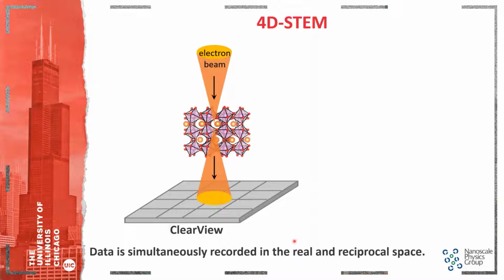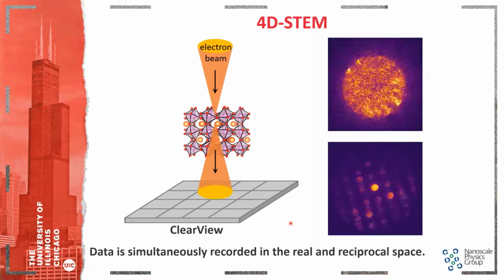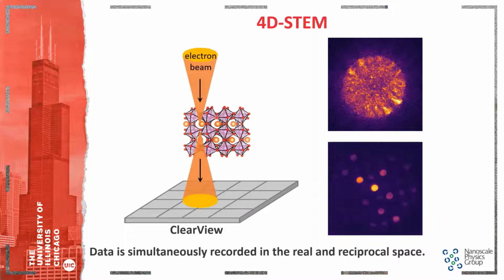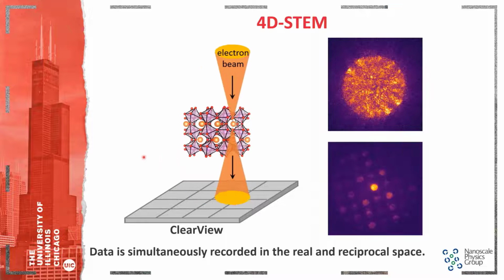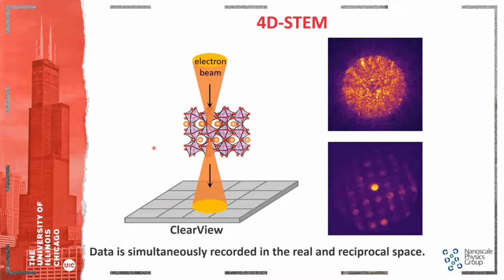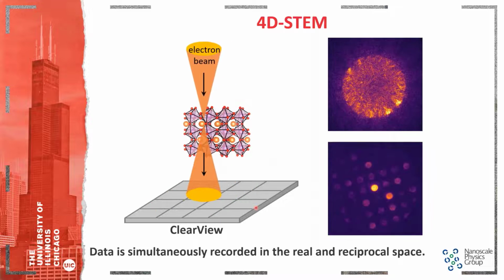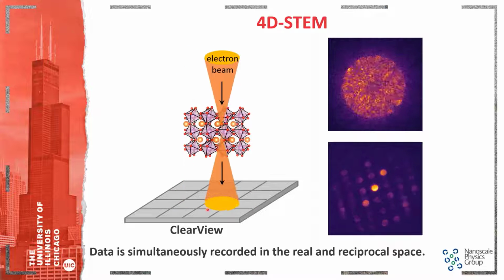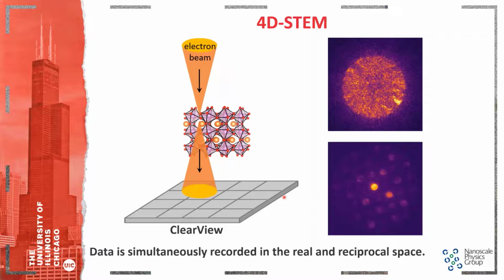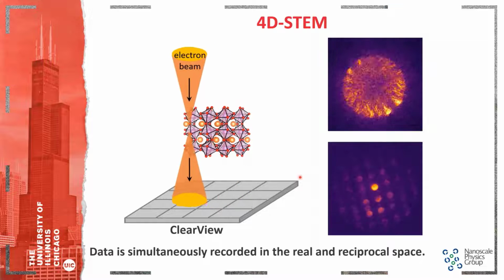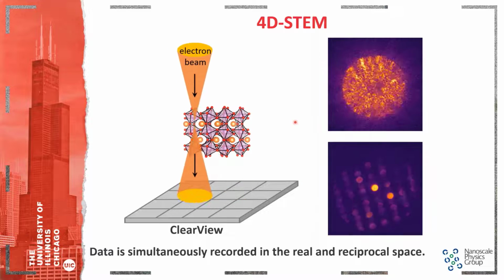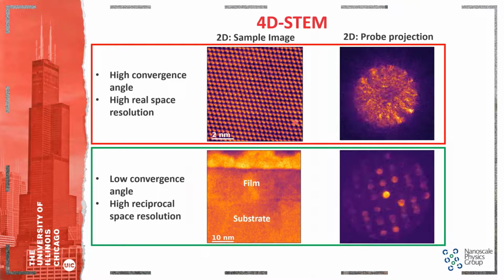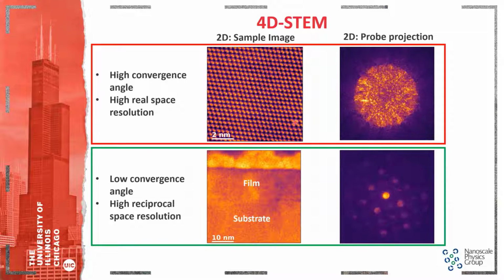So in 4D STEM, we have a scanning probe that rasters through the sample plane, and using various annular detectors, as mentioned earlier, we can collect images corresponding to real space, as well as, when we have a pixelated detector like ClearView, we can also collect simultaneously the images of the 2D projection of the transmitted probe, as shown on the right. So predominantly we can run 4D STEM in roughly two modes.